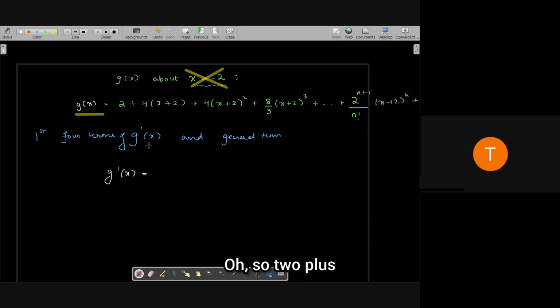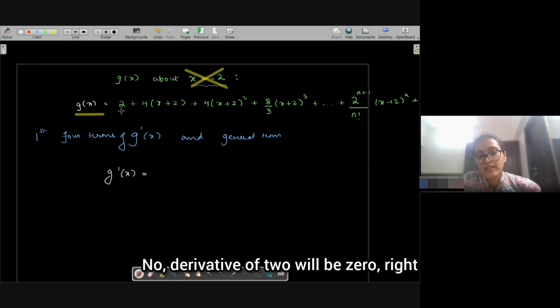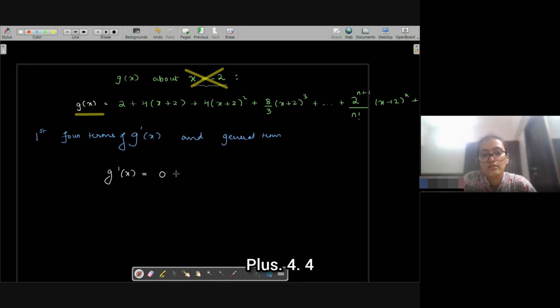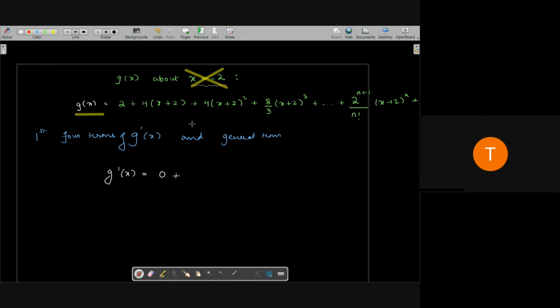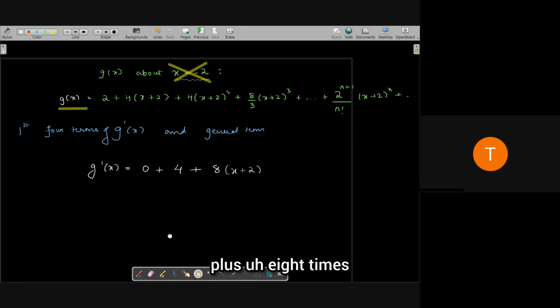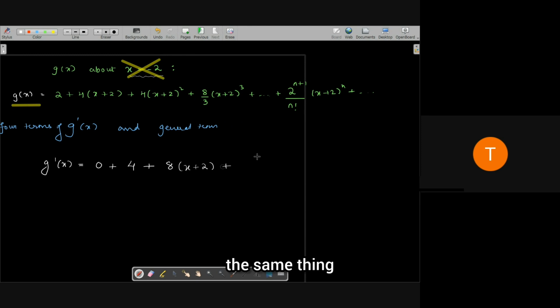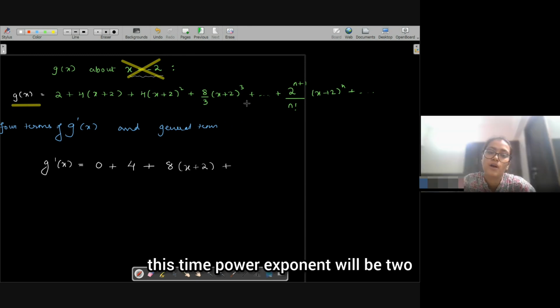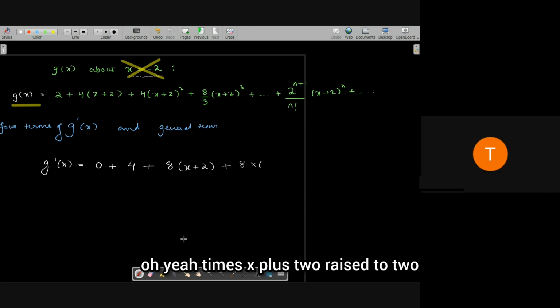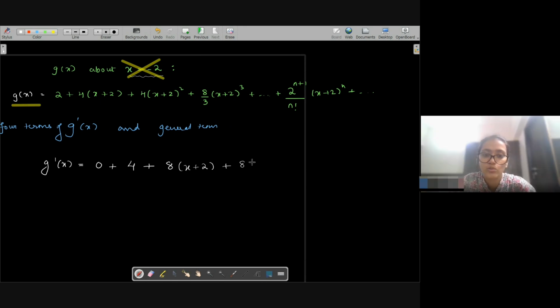So the derivative of 2 will be 0, plus 4, plus 8 times 2 times x plus 2 over 2, plus 8 times x plus 2 raised to 2.